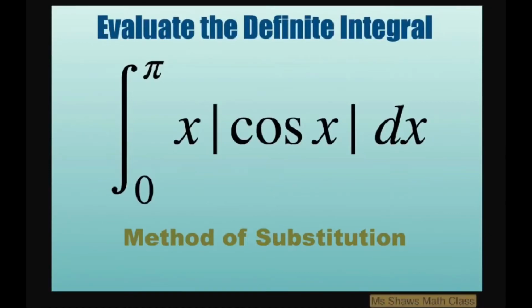Hey everyone, we're going to evaluate the definite integral from 0 to pi of x times the absolute value of cosine of x dx. The first thing we have to look at is this cosine of x. So we have the absolute value of cosine of x. That means we have to set this equal to 0.